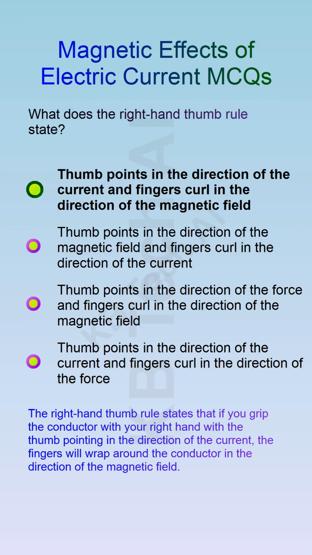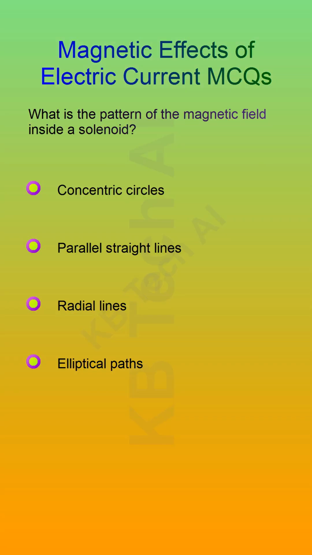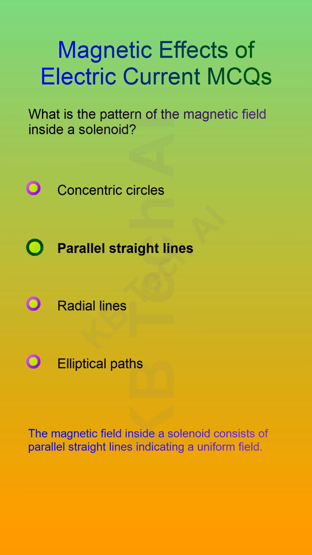What is the pattern of the magnetic field inside a solenoid? Option 1, concentric circles. Option 2, parallel straight lines. Option 3, radial lines. Option 4, elliptical paths. The answer is, option 2, parallel straight lines.